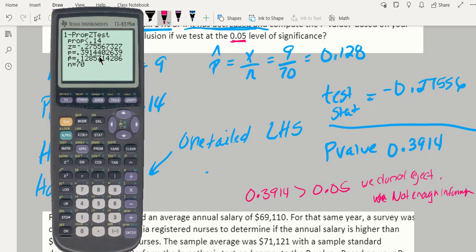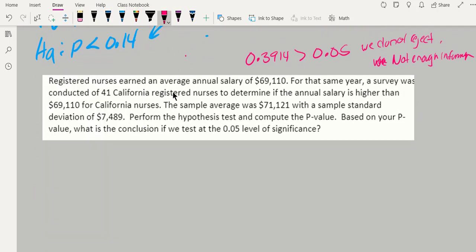And we get the same values that we did in GeoGebra. And again, since our p-value is greater than 0.05, we do not reject the null hypothesis, and that means we do not have enough evidence to prove our hypothesis test. Now, moving to our next question.